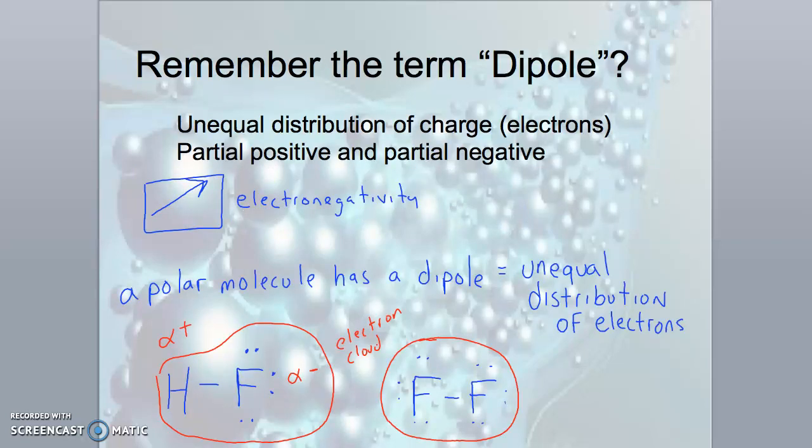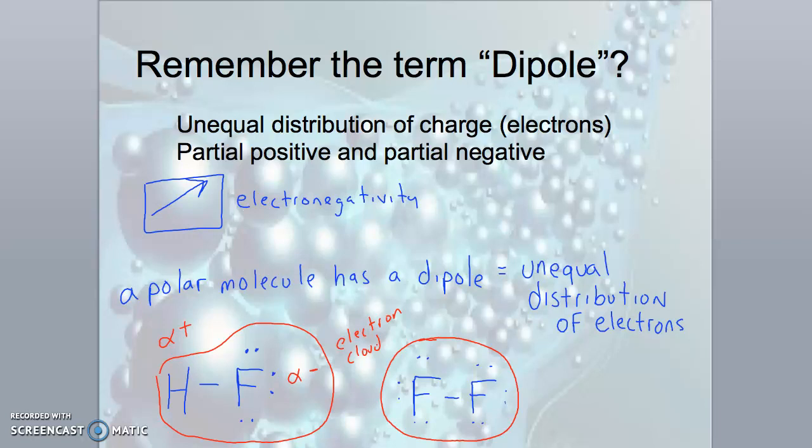To understand this better, we have to go back to the term dipole. A dipole just means we have an unequal distribution of charge, and if we have an unequal distribution, we can have a partial positive charge and a partial negative charge. You'll see this written with this little symbol here. This is my partial positive and my partial negative. In this case, the fluorine, with the higher electronegativity, has the partial negative charge, and I tried to draw that electron cloud such that the electrons favored the fluorine side.